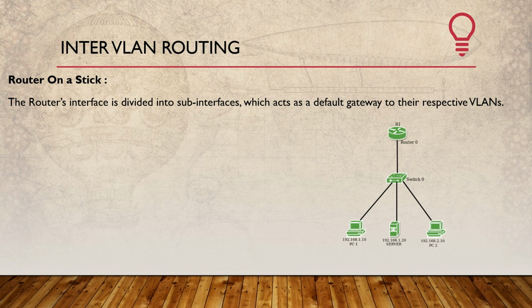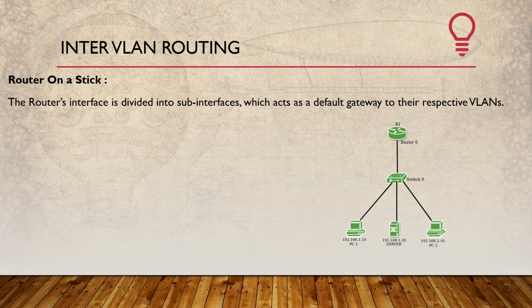Today we are going to discuss inter VLAN routing option 2. In the previous video we discussed inter VLAN routing based on the traditional method. Now option 2 is router on a stick. Most organizations use this router on a stick method for inter VLAN routing, and the third option is a layer 3 switch.